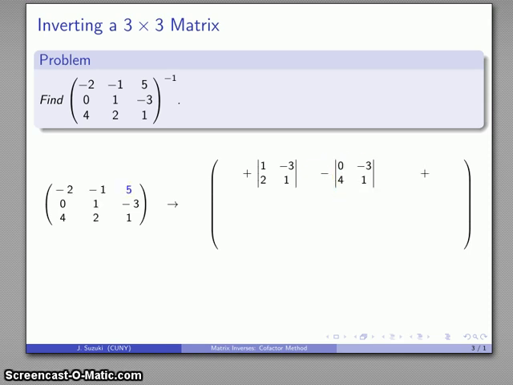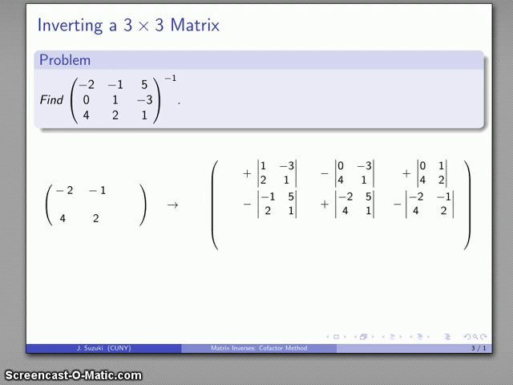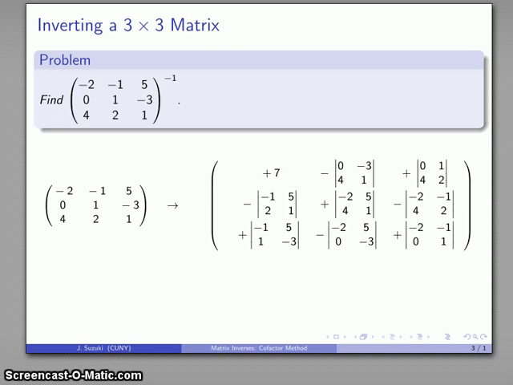And I'll continue in this fashion. The next entry is going to be a plus, and wipe out row and column gives me this matrix, 0, 4, 1, 2, and I want to find the determinant of that. Continuing, wipe out row and column, and so on. And this gives me my matrix of cofactors, and I just need to evaluate what those determinants are.